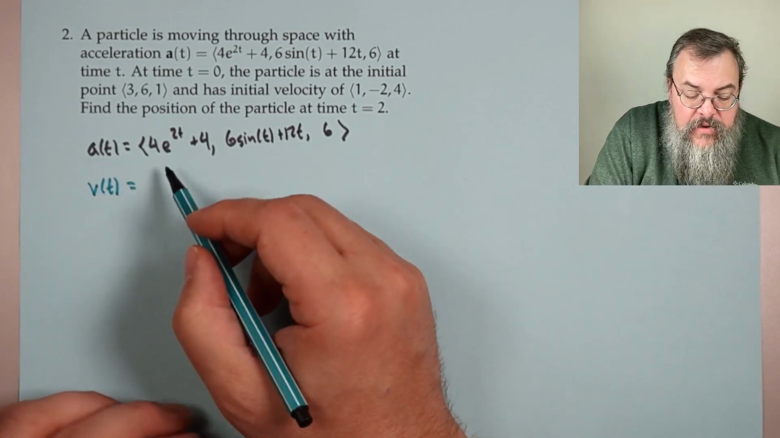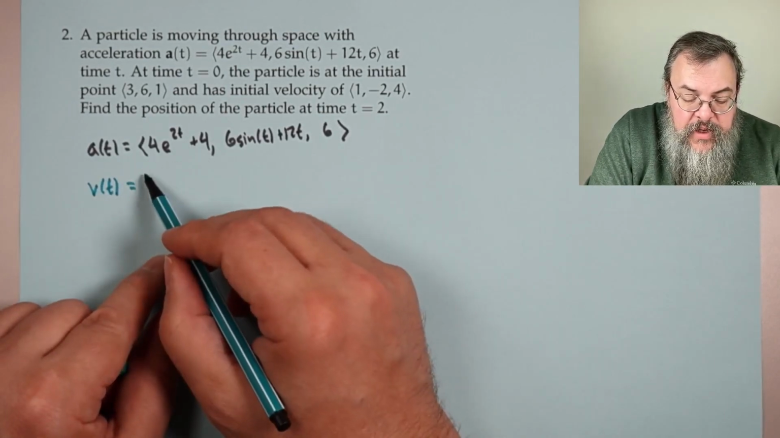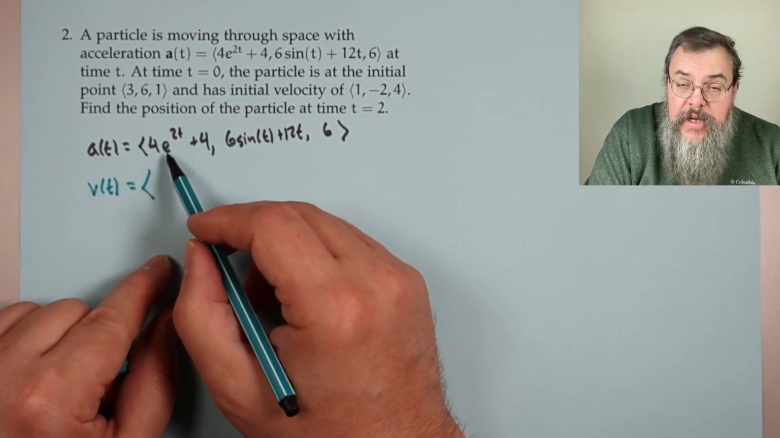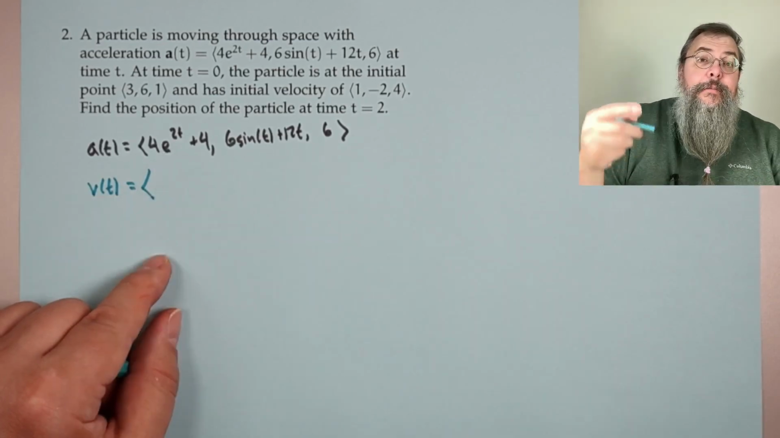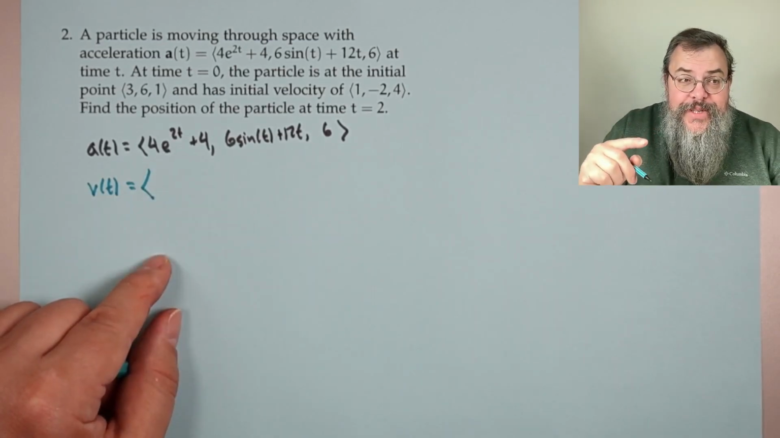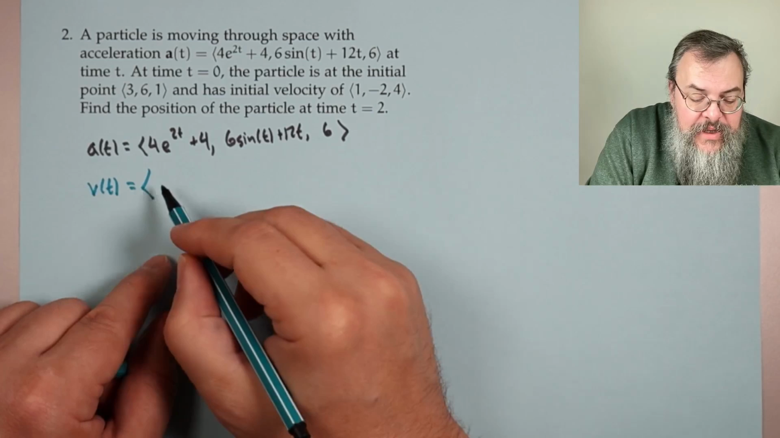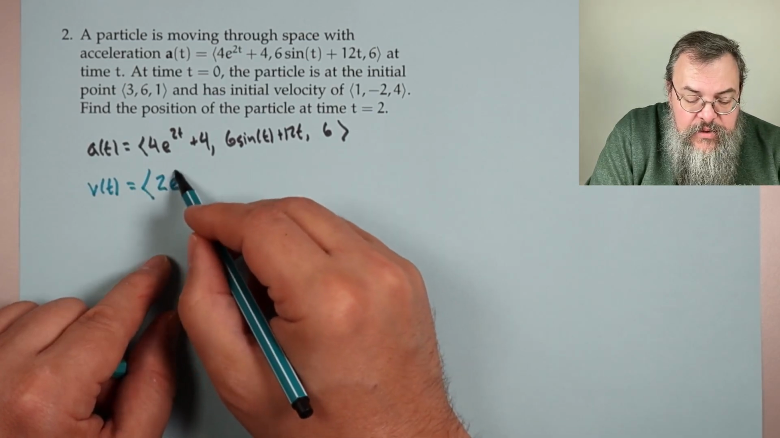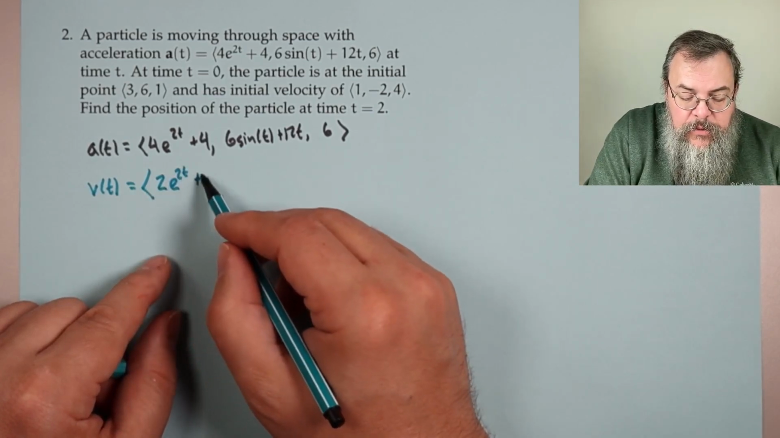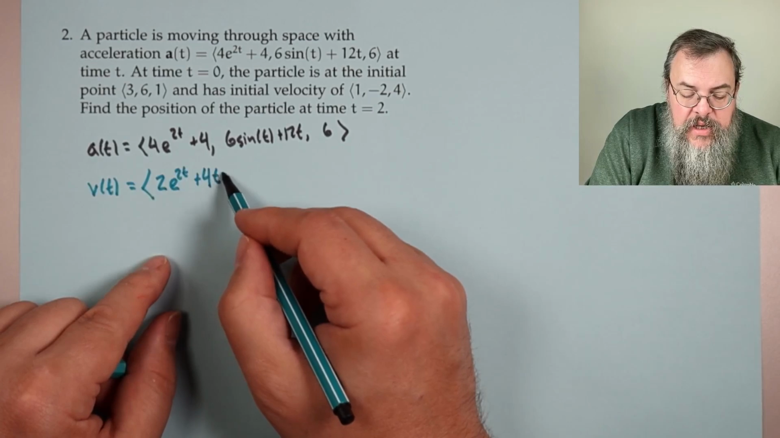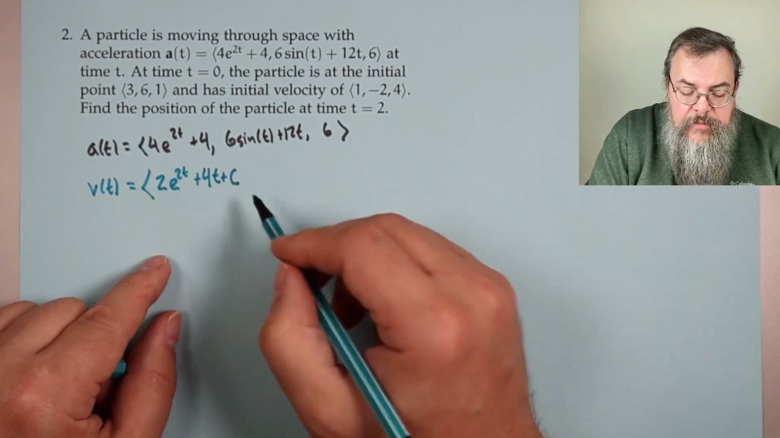All right, so integrate term by term. Here, the integral of e^(2t) would be e^(2t), but remember to account for the 2 on the inside, so we need to divide by 2. So that would be 2e^(2t), and then we have a 4, which becomes 4t, plus a constant.